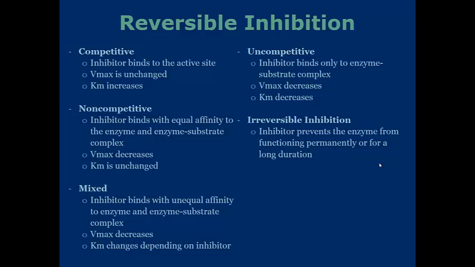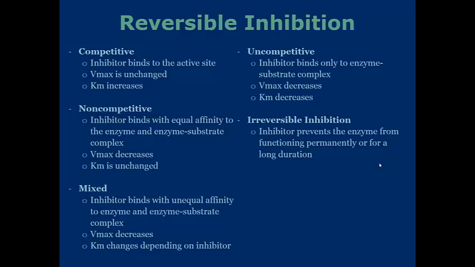A non-competitive inhibition is when the inhibitor binds with equal affinity to the enzyme and the enzyme substrate complex. So this is going to decrease the Vmax, but it's not going to change the Km because of the binding to equal affinity. Think about this as a person that just sort of third wheels and butts in when someone's sitting down or not.